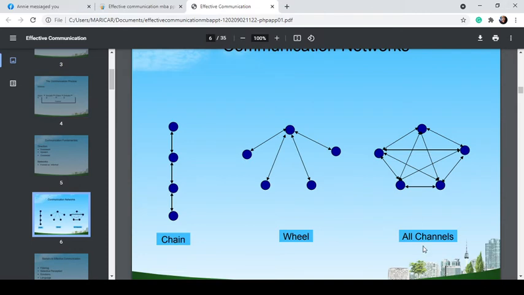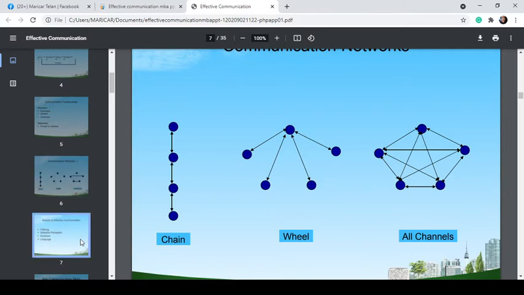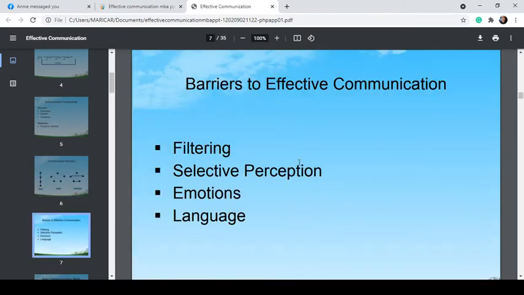Next, we have the channel. Before the decision making, we have the boss here, manager, supervisor, and so on, exchanging words and thoughts to form a decision. We also have here barriers of effective communication.